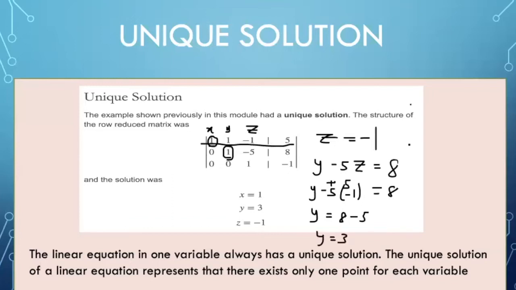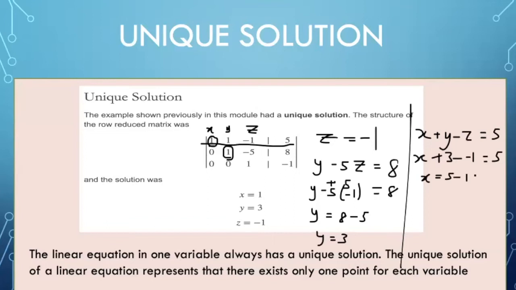The first row will become an equation. So you'd have x plus y minus z equal 5. And we know that y is 3, z is -1. So 3 plus 1, that's 4. So we're going to have x is equal to 5, take away 4, so x equals 1. So what's happening here is that each variable has a unique answer. It has a definite answer. That's why it's a unique solution, where we only have one value for each point.